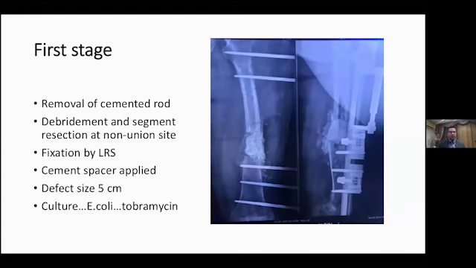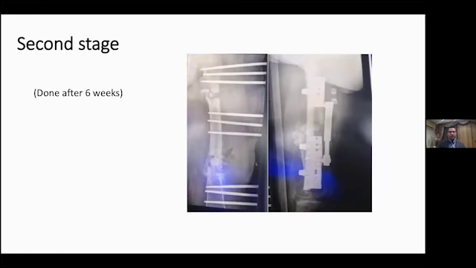The first stage includes the removal of the cemented rod, debridement and segment resection of the non-union site, and fixation by LRS fixator, and application of antibiotic-loaded cement spacer. The defect size was about 5 centimeters, and the culture was positive for E. coli, which was sensitive to tobramycin. Then the second stage was done after 6 weeks, which includes the removal of the spacer and closure of the induced membrane, and adding extra chance pins for the LRS fixator, and the proximal metaphyseal corticotomy was done.